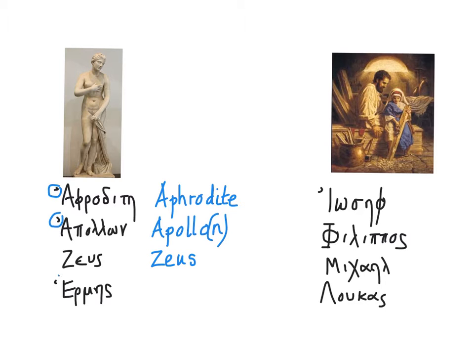Now, fourth name, did you notice that the breathing points forward? And that tells us that when we turn it into English, we begin with an H. And then taking the other letters in turn, we end up with the name Hermes, the messenger god. Well done if you got those 4 right.